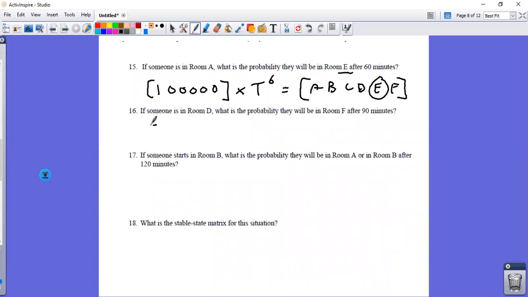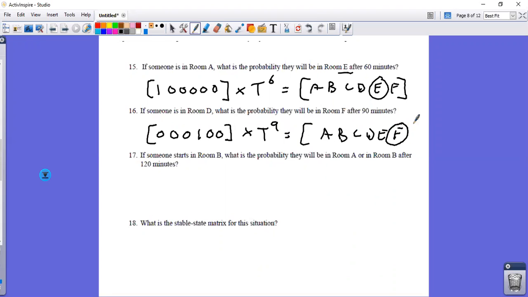If someone's in room D, A, B, C, D, E, F, what's the probability they'll be in F after 9 transitions, 90 minutes? If someone starts in room B, what's the probability after 120 minutes they would be in room A or B?